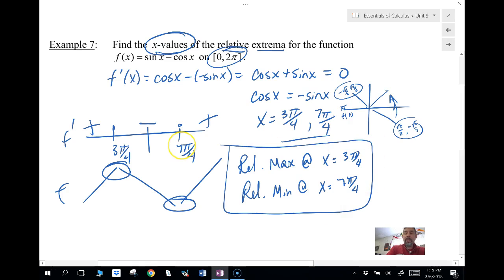Bam! That's it. That's all there is to it, right? So there we go. I've given you some examples of using derivatives for trig functions. Some examples of stuff that we did before, L'Hopital's rule, slope of a line, relative extrema. What you're really going to have to do is learn those and memorize those.